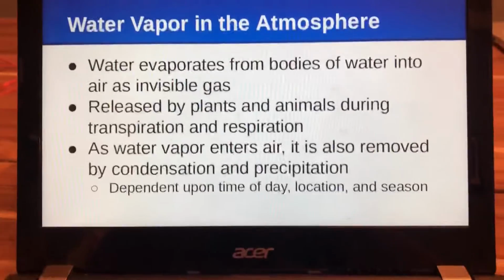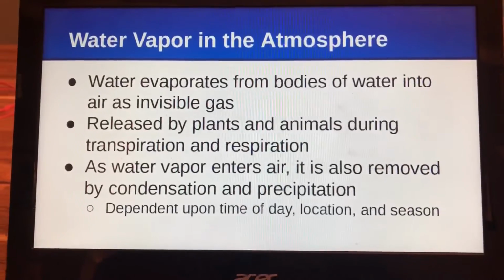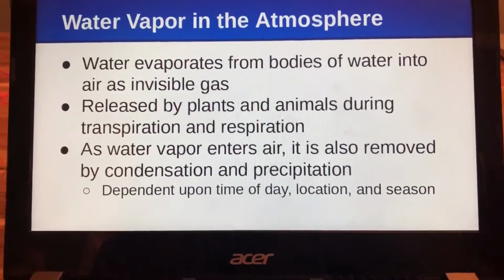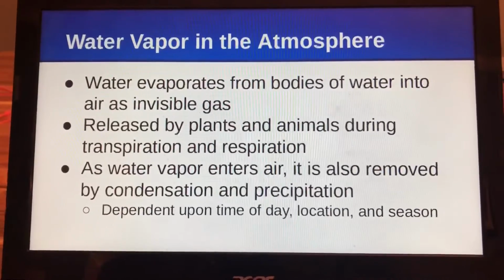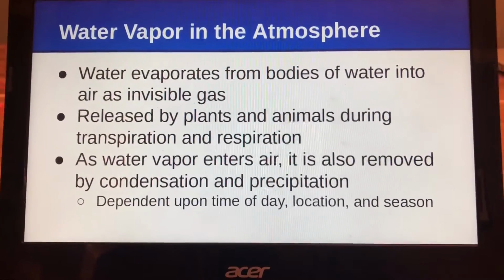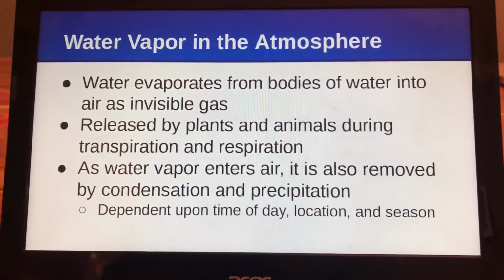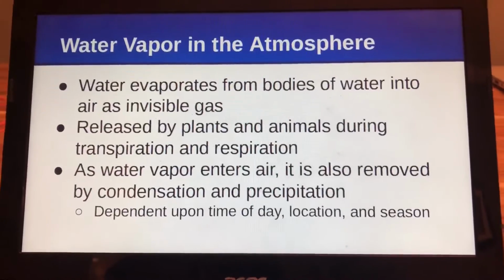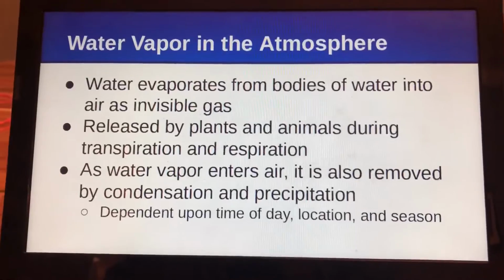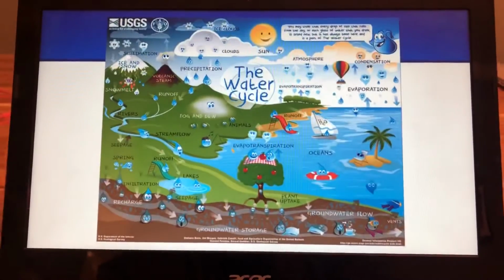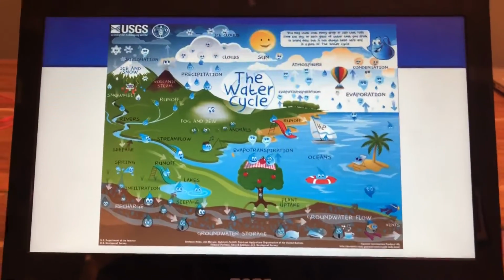But water, you guys know, we talked about the water cycle. Water evaporates into the air as invisible gas. That is evapotranspiration. It's released by plants and animals. When it enters the air, it can be removed by condensation and precipitation. Depends on the time of day, location, and season. So you're going to get more evaporation in hot locations than you are in cold. All right, so you've seen this picture of the water cycle before. I just included it as a point of reference.